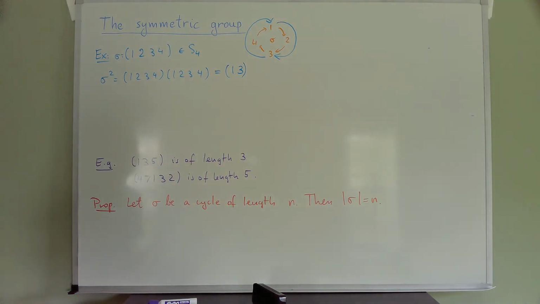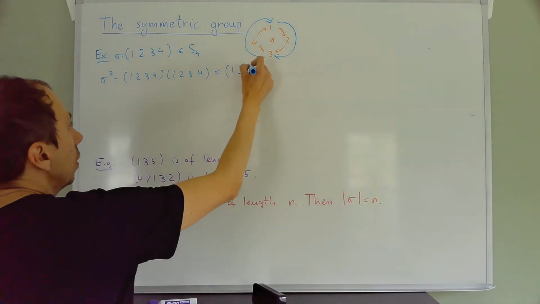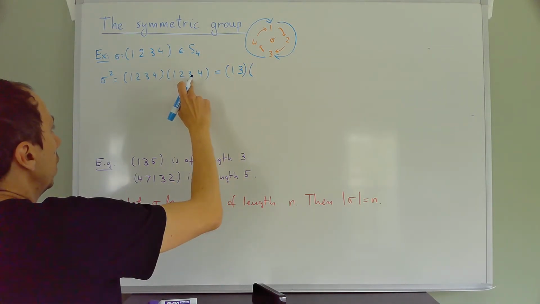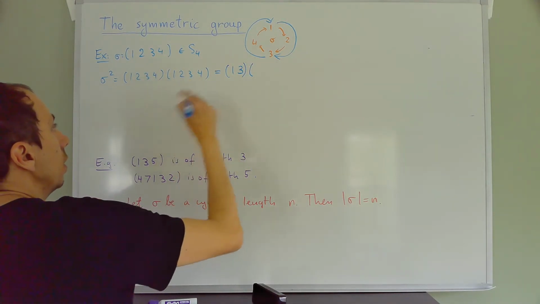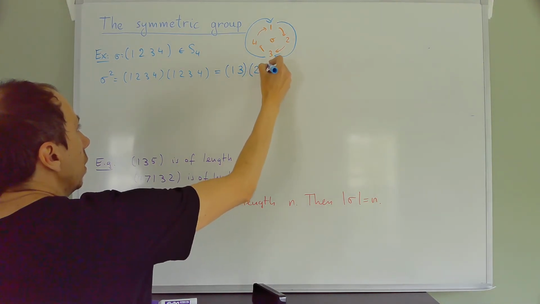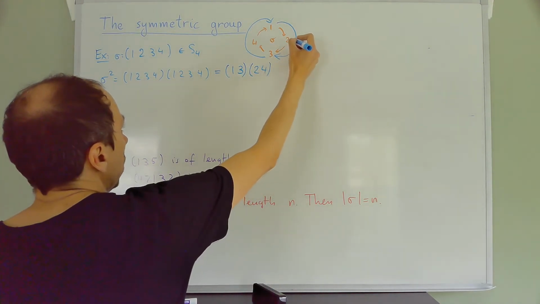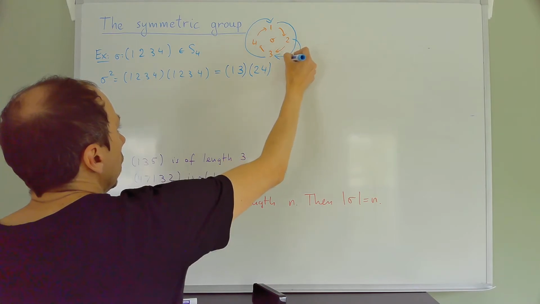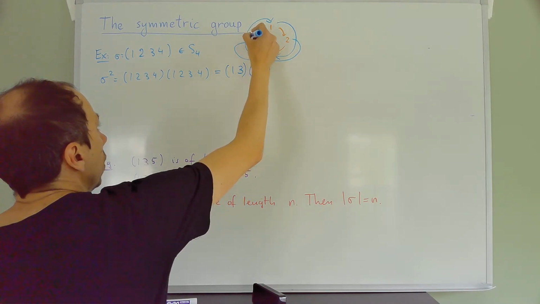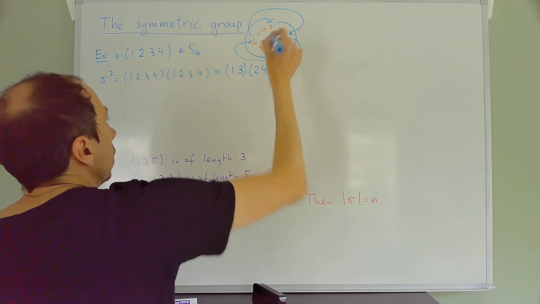Okay? Now what happens to 2? 2 goes to 3, and then 3 goes to 4. So 2 goes to 4. Okay, and then the 4 will go to 3. So 2 goes to 4, and then 4 goes to 3.